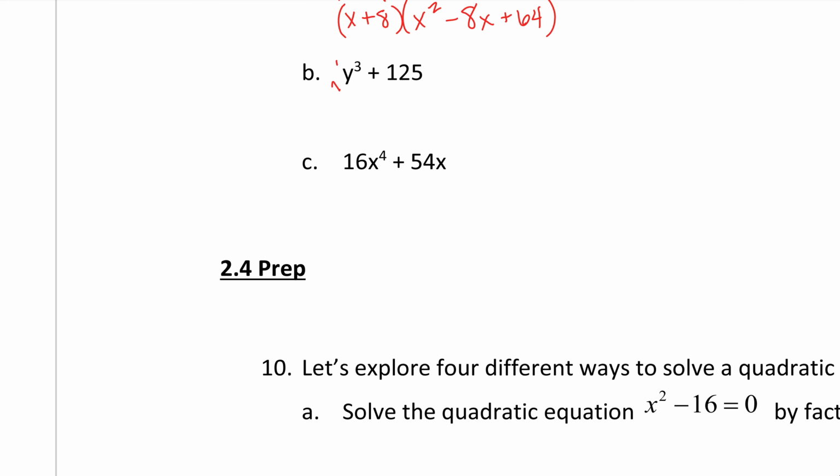B. I take the cube root. I get y plus 5. Sorry, y plus 5, not 15. Y plus 5. Now again, I square to get y squared, multiply to get a 5y, square to get a 25. But I go back and I'm going to change that plus 5y to a minus 5y.